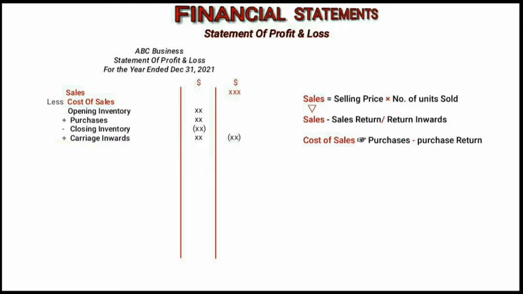Now we discuss the items used in cost of sales. First one is opening inventory. Basically, it is the closing stock of the previous year. The inventory which is unsold last year becomes the opening inventory of the current year. Then purchases. This is inventory which has been purchased in the current year for resale purpose. The purchase calculation formula is the number of units purchased multiplied by the purchase price per unit.